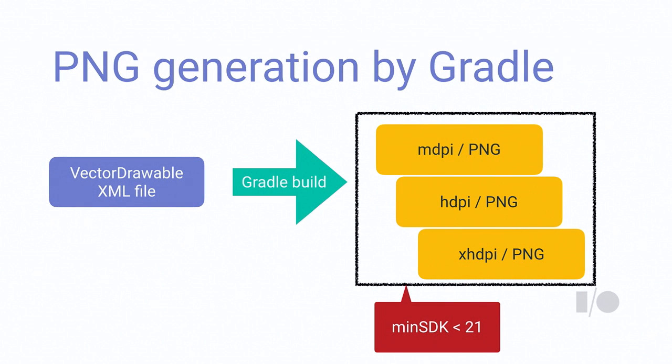Inside Android Studio, when you build your app, Gradle will look at your minimum SDK version. If that's less than 21, and you also have Vector Drawable XML in your drawable directory, it will automatically convert this XML file into multiple PNG files for different DPIs in a generated directory. The XML file will be used for API 21 and above, and the PNG file will be used for older versions.